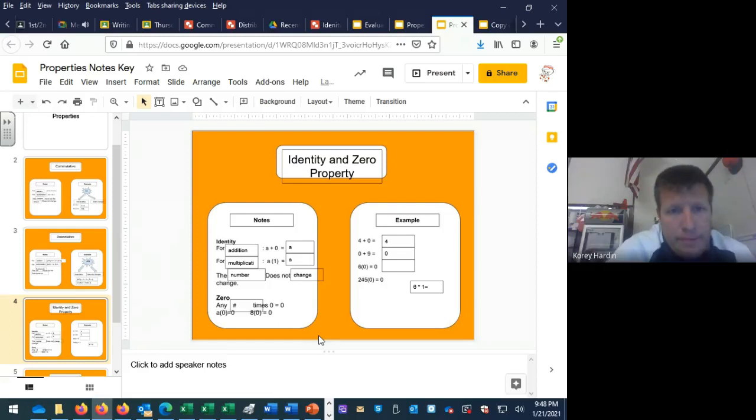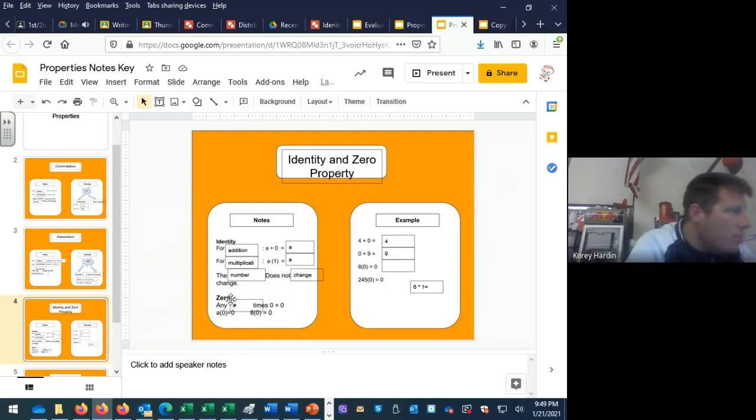Now, here's where this gets confusing. Identity property has a 0 when there's a plus sign. It has a 1 when there's a multiplication sign. So identity property of addition, you're going to be adding 0. Identity property of multiplication, you're going to be multiplying by 1. Okay? So before we do these examples over here, let's look at zero property.